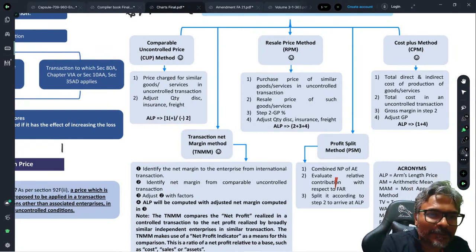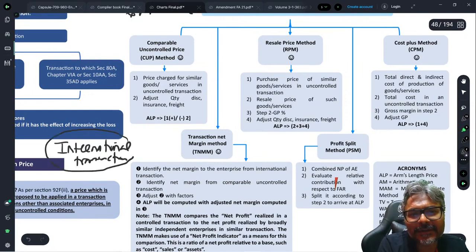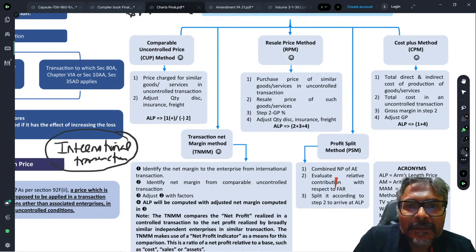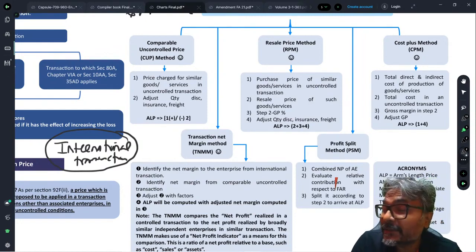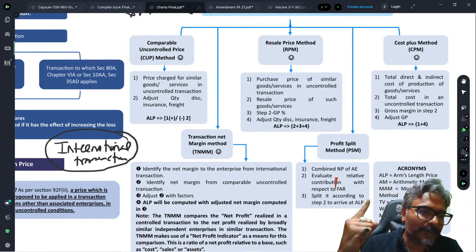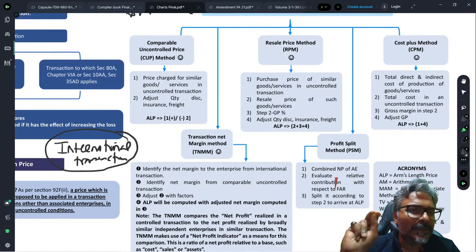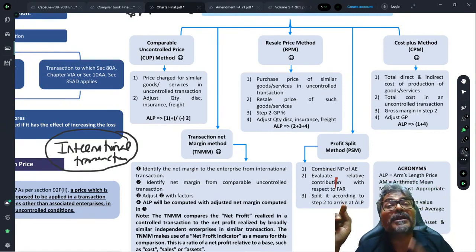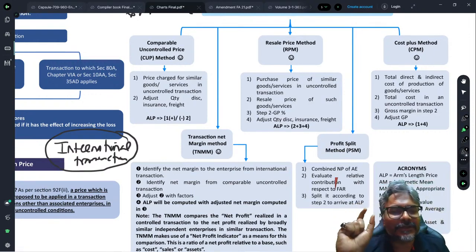In this particular context, students, the word international transaction is the key. You will write in the examination: international transaction. Now, what is an international transaction? Whenever you are referring to a transaction between associated enterprises, you will refer to this as an international transaction. Point number one. Point number two, the price which has been charged in that particular international transaction shall be referred to as what, friends? Exactly, it shall be referred to as the transfer price. Keep these two points in mind.